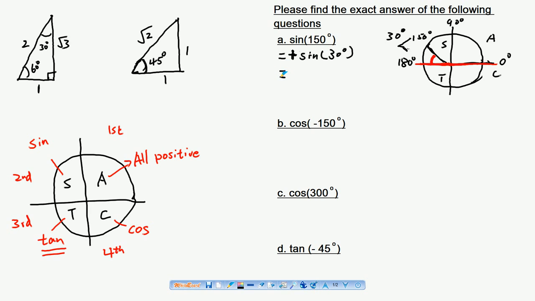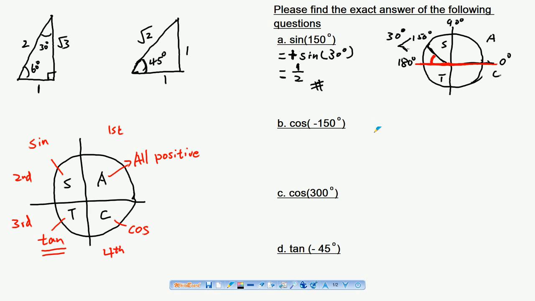Now we have positive sine 30 degrees, and we can find it by using our special triangles. Sine 30 degrees is 1 on 2, and that's our answer. Okay, I'll do another one.